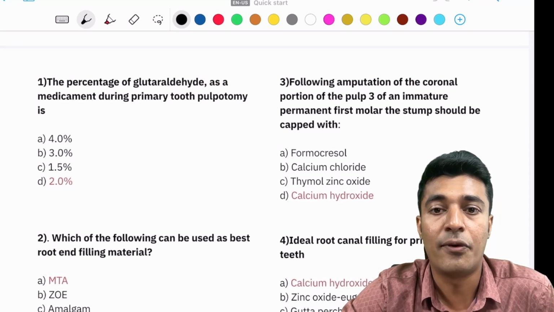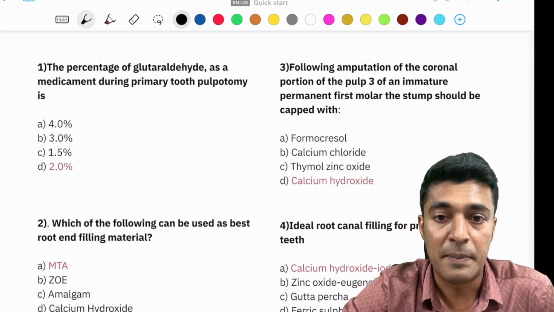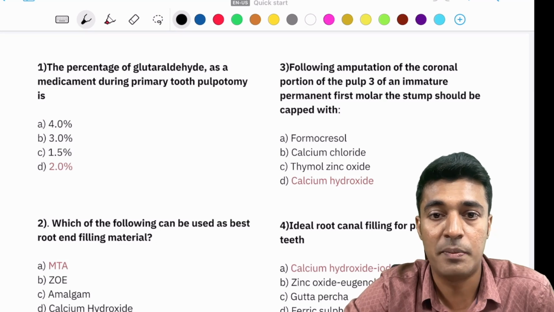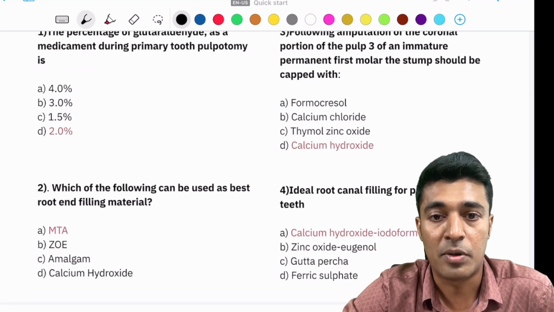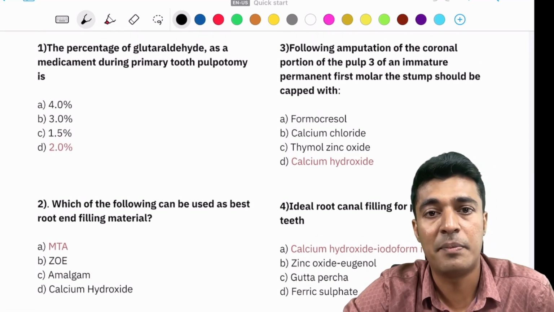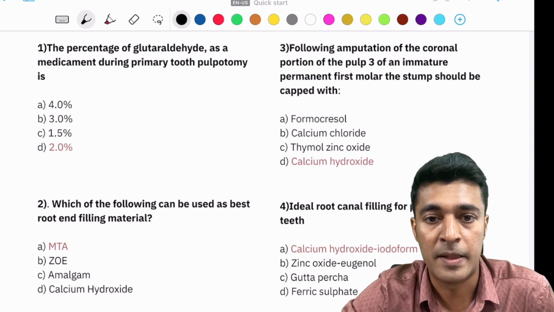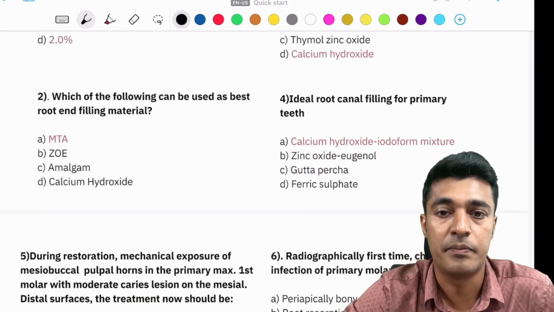Question number 3. Following amputation of the coronal portion of the pulp of an immature permanent first molar, the stump should be capped with formocresol, calcium chloride, thymol, or calcium hydroxide. So for pulp capping, the ideal material is calcium hydroxide, MTA, and Biodentine. So the option for this is 3D.